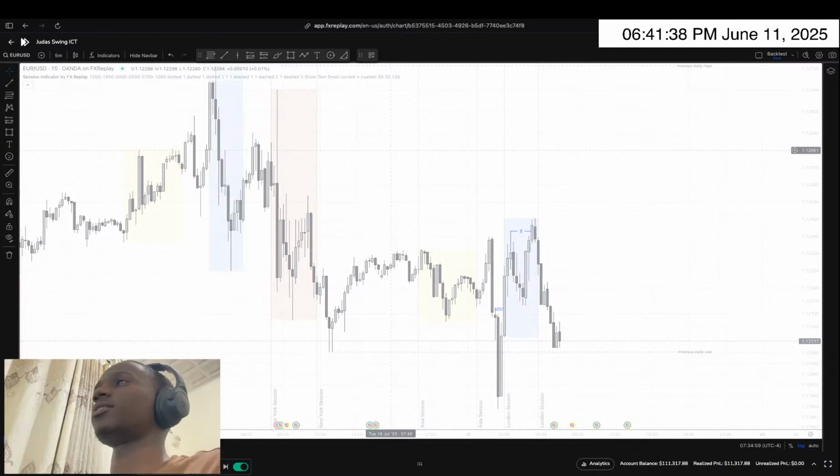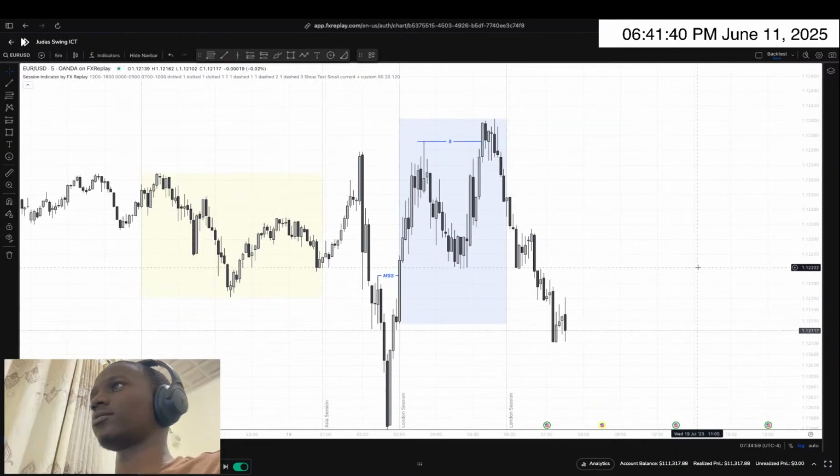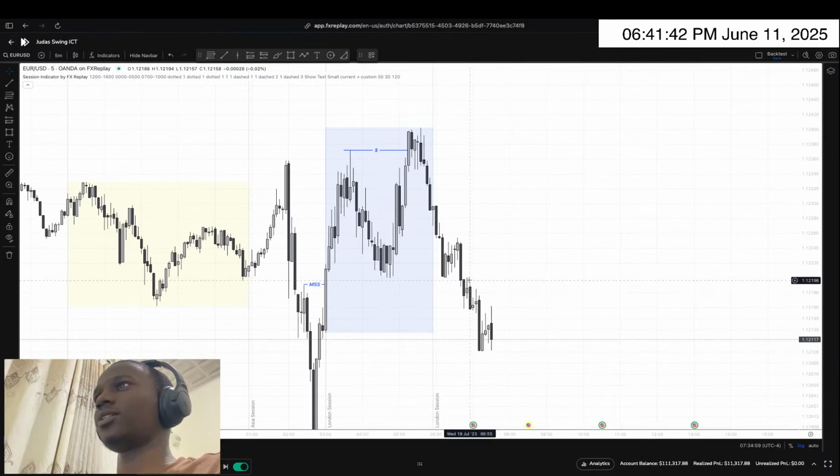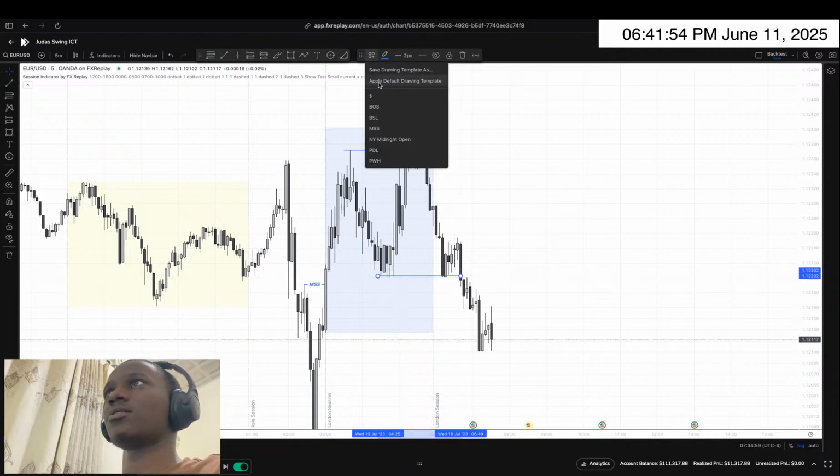Then we go to the 5-minute. You can see that we shifted structure right here. Let's now wait for, you can see that we are also in a good fair value gap right there. But before we mark that, we have a good MSS right there.